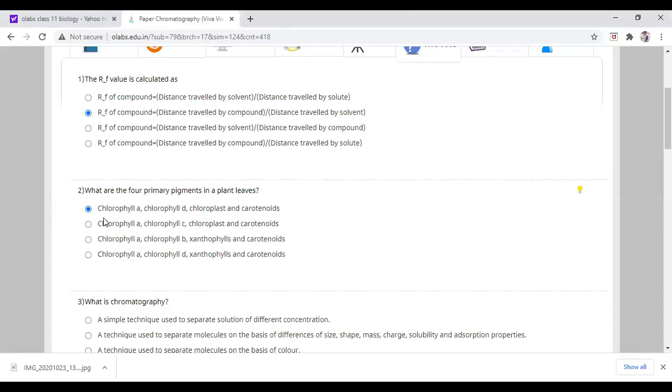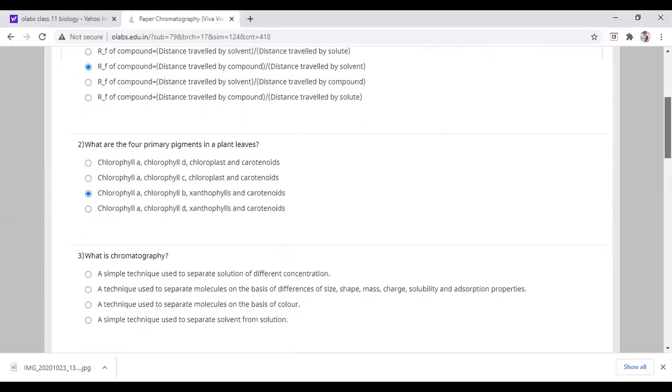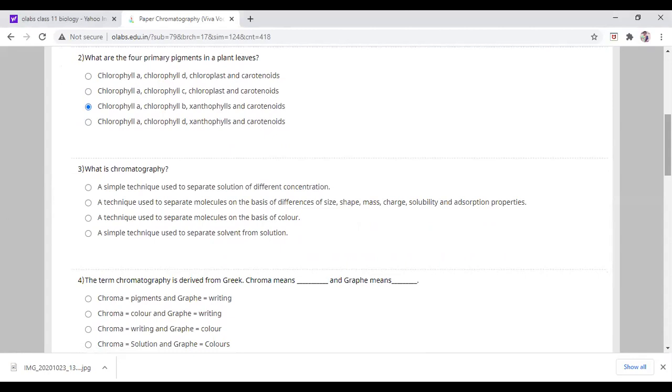Now, what are the four primary pigments? Chlorophyll A, chlorophyll B, xanthophyll and carotenoid. This will be the answer. Third. Okay. Second has the four pigments: plant leaves have chlorophyll A, B, xanthophyll and carotenoid.